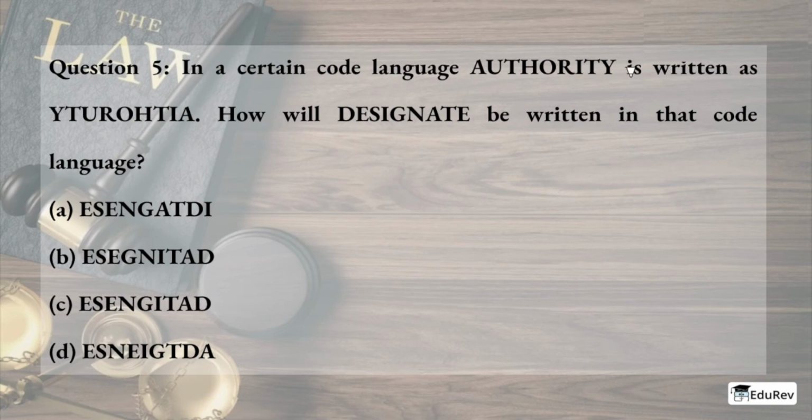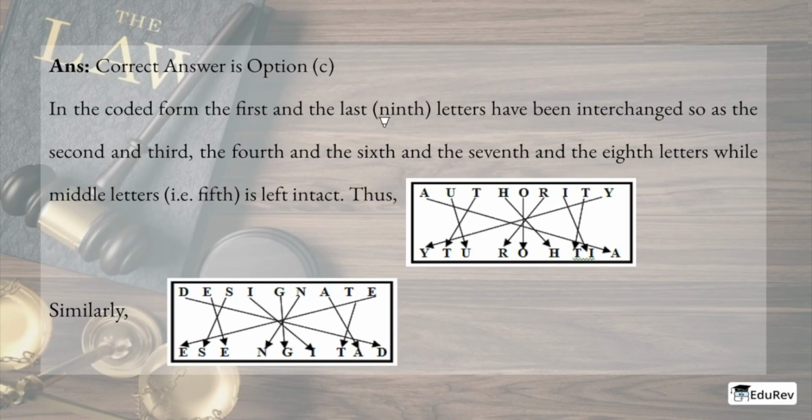Now, in this question, they are saying that authority is written as this. So how to write designate? Let's find out. So basically, to find the correct answer, just see this. Authority is written in this format.